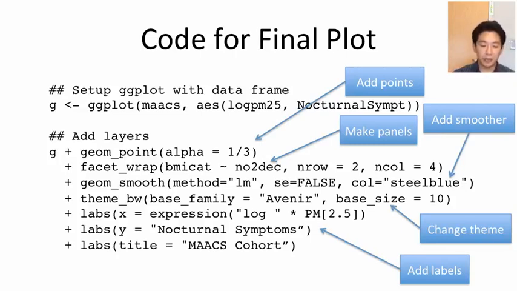And then I add a smoother using the geom_smooth, where I specify the lm method, and I turn off the standard error bars. I changed the theme to be this black and white theme, and then I modified the font to be Avenir instead of the default. And I've also made the font a little bit smaller to be 10 points instead of the default 12. And then finally, I've called the labs function 3 different times to change the labels: the X label, the Y label, and the title of the plot.